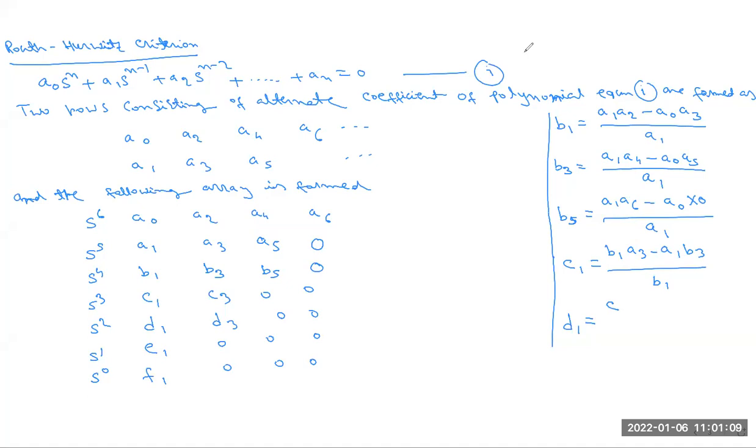Okay, so what is the formula of D1? When D1 is calculated, these two rows are not considered here. So D1 equals C1 B3 minus B1 C3, divided by C1. This process is the same for every row of the calculation. So this is the basic process.